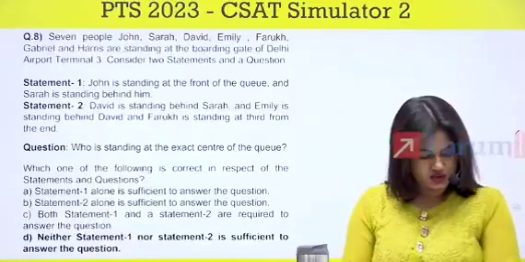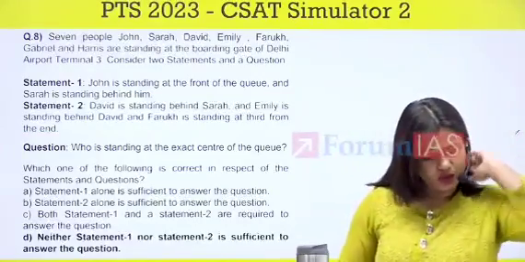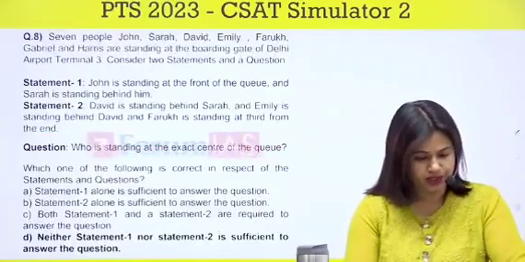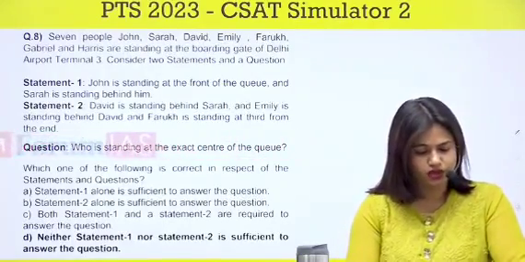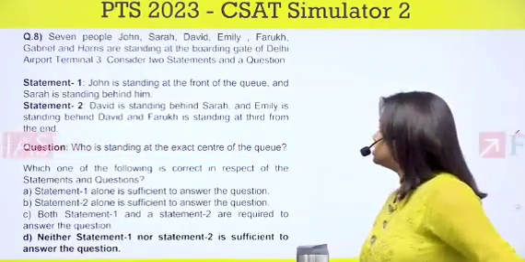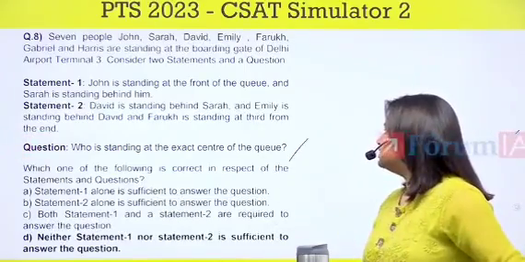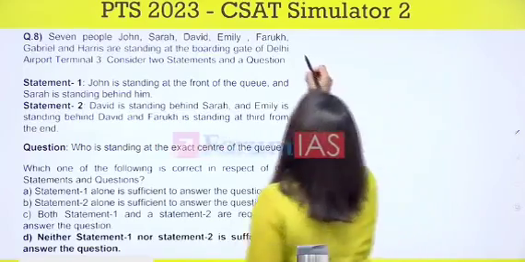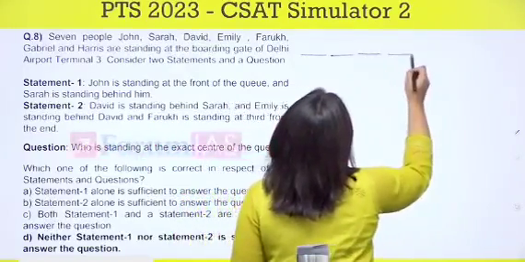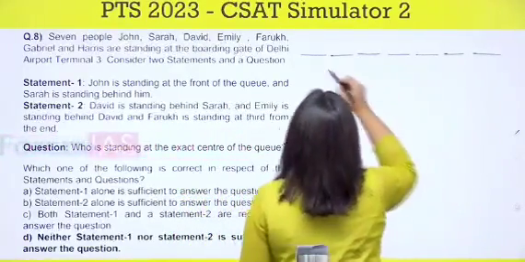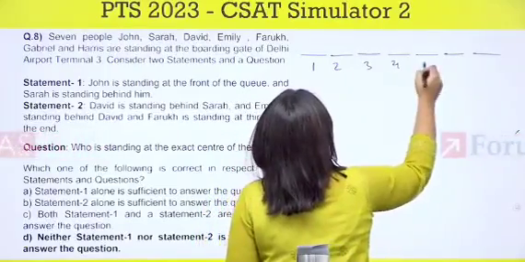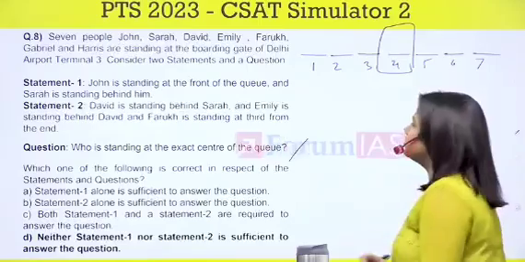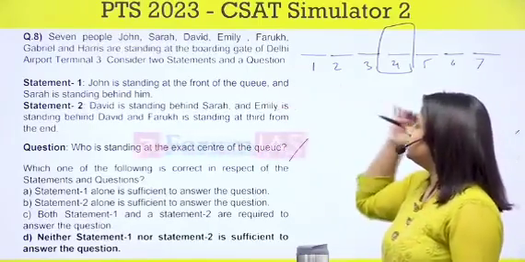So next question is question 8. You have 7 people standing at the boarding gate of the airport, right? Now you have 2 statements and the question is, who is standing at the exact center of the queue? All right, how many people? 7 people. So 1 2 3 4 5 6 7, right? And they are asking you who is standing at the middle. This is my question. Now let's see what is the information that I'm getting.